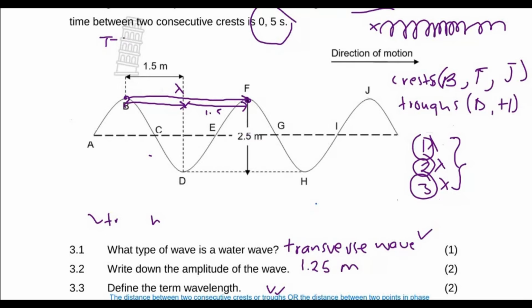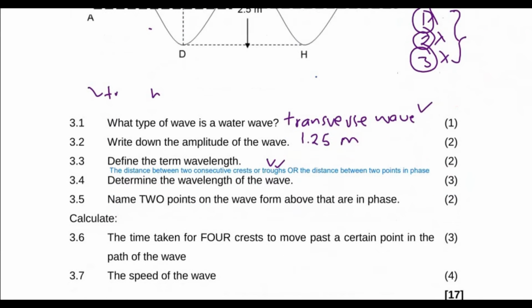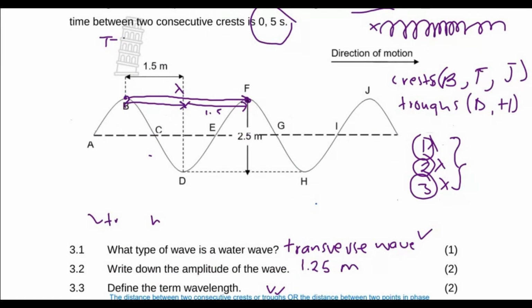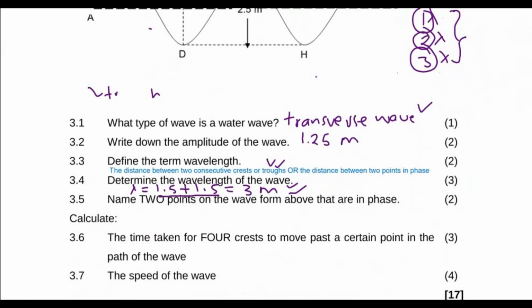So what is that telling us? It tells us that the wavelength lambda is going to be equal to 1.5 plus 1.5, which is equal to 3 meters. Not sure why that question is worth 3 marks. But essentially that's how you will get your 3 marks. I think also show how you got to that point. It's just 1.5 plus 1.5. So that is our wavelength, lambda.